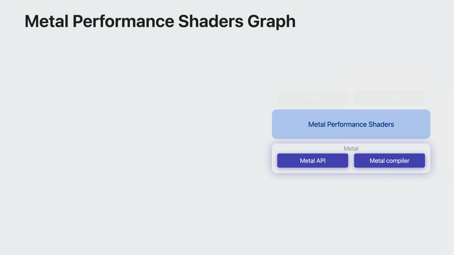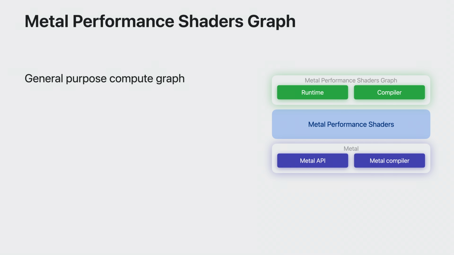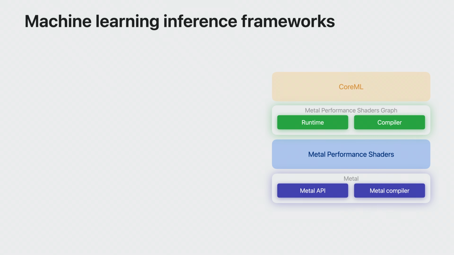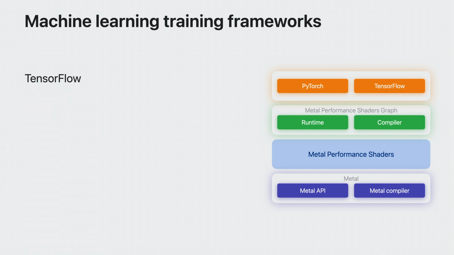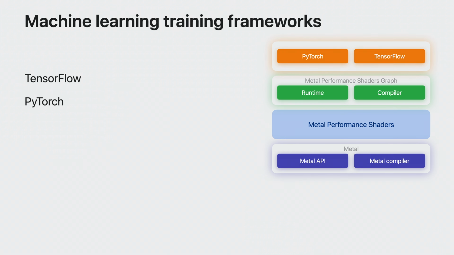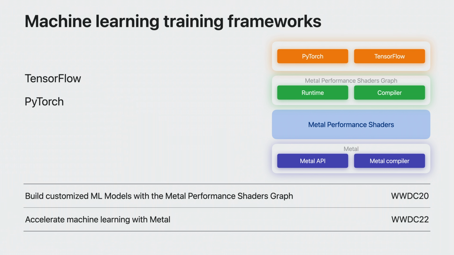MPS Graph is a general-purpose compute graph which sits on top of the MPS framework and extends support to multidimensional tensors. Machine learning inference frameworks, like Core ML, build on top of the MPS Graph backend. MPS Graph also supports training frameworks, like TensorFlow and PyTorch. To learn more about MPS Graph and ML frameworks, please refer to the previous Metal WWDC talks listed here.